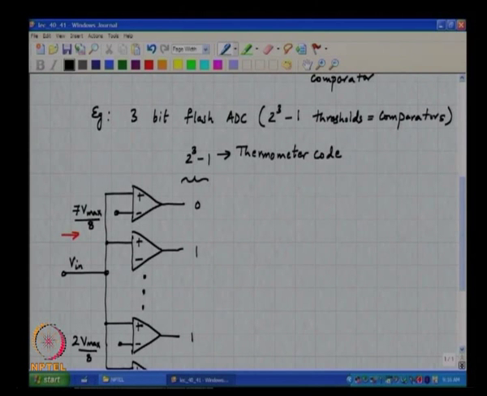Now, the thermometer code is somewhat of a special code in the sense that even though you have 2 to the n minus 1 bits, not all possible sequences are allowed, only those special sequences which are all 1s followed by all zeros. You can see the redundancy already present, because if we know that this comparator is showing a 1, it means that the input is higher than 6 Vmax by 8. There is in principle no need for us to look any further below. If it is greater than 6 Vmax by 8, it automatically follows that it is greater than 5 Vmax by 8 and all the way down to Vmax by 8. However, there is no time for all that, so we compare it with all the thresholds anyway. That is why you are wasting hardware, right.